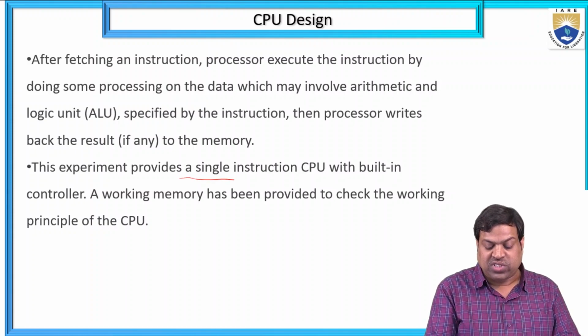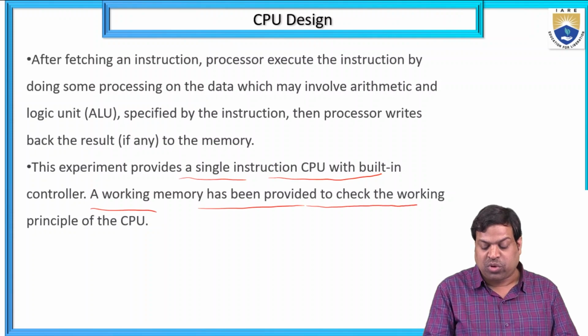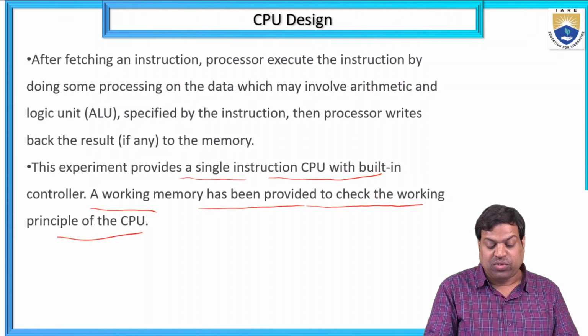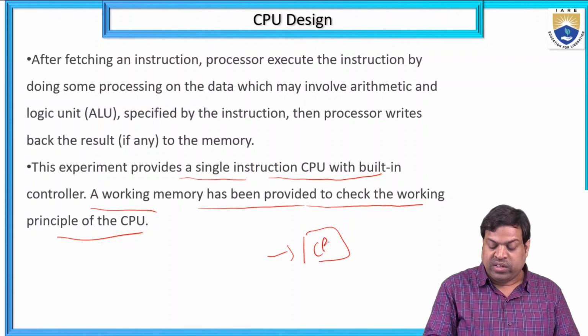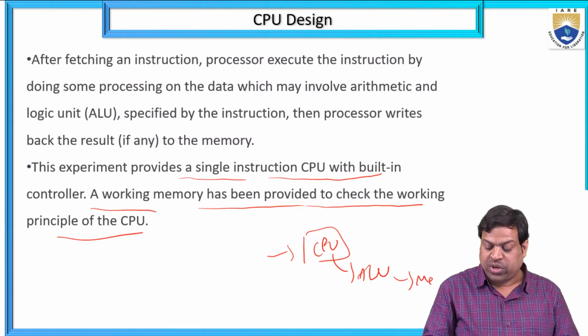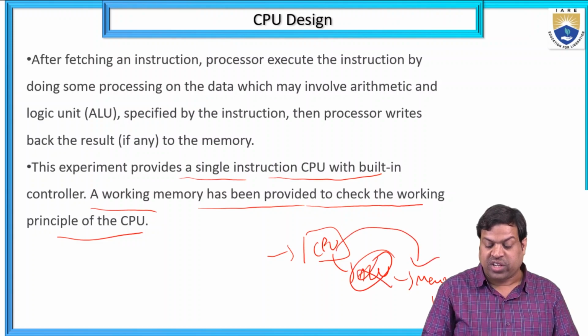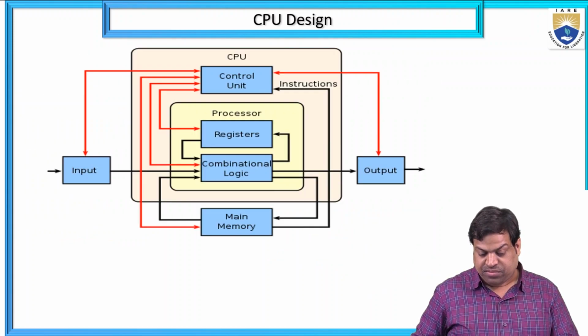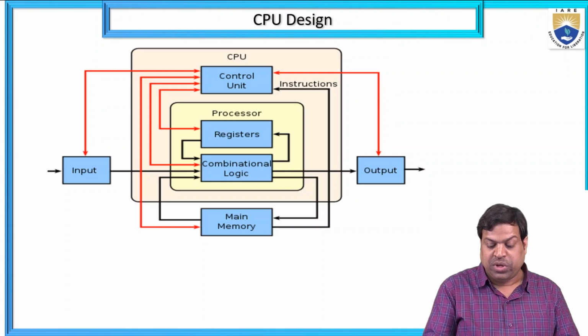This experiment provides a single instruction CPU with a built-in controller. A working memory has been provided for checking the working principle of the CPU. So for any input to the CPU, is it related to the ALU? Then it goes to the ALU, then memory, then output. If there is no need of any ALU, the CPU is connected to the memory. And that is the CPU design.